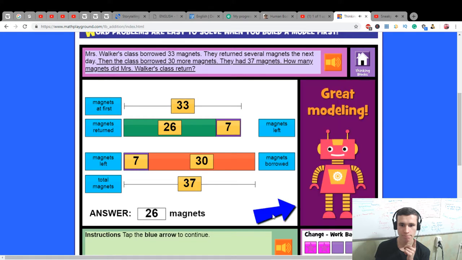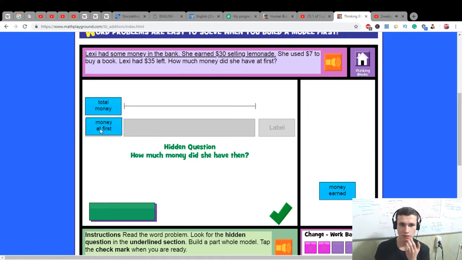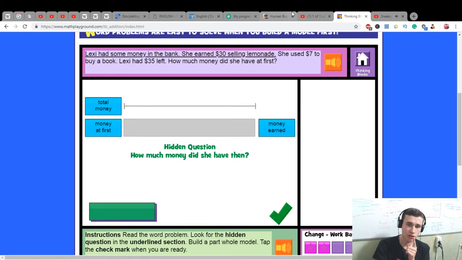Great modeling. Okay. Lexi had some money in the bank. Total money. Money at first. Money earned. She earned 30 selling lemonade. She used 7 to buy a book. Lexi had 35. How much money did she have at first? She earned 30 selling lemonade. She used 7 to buy a book. Is 23.